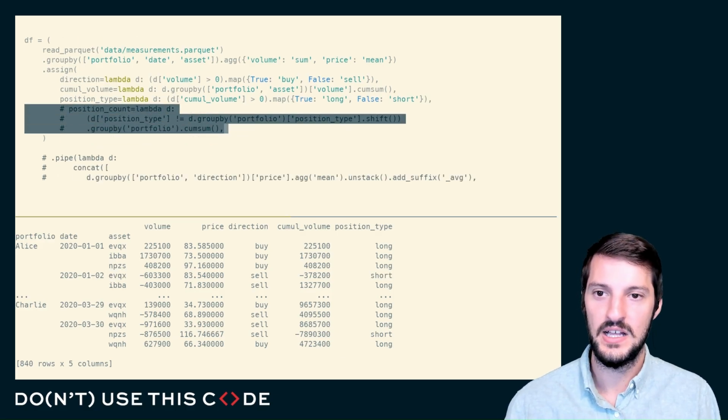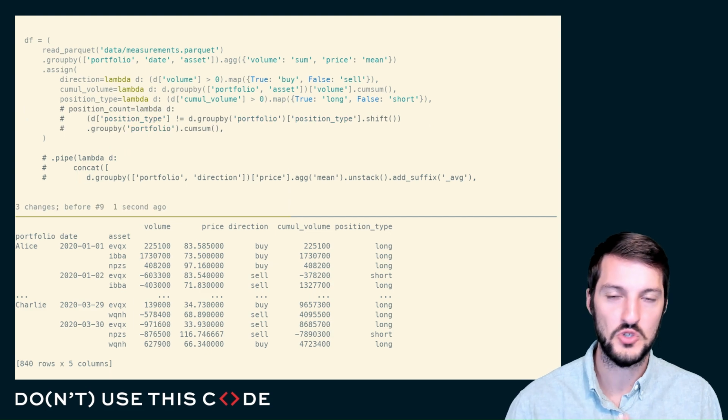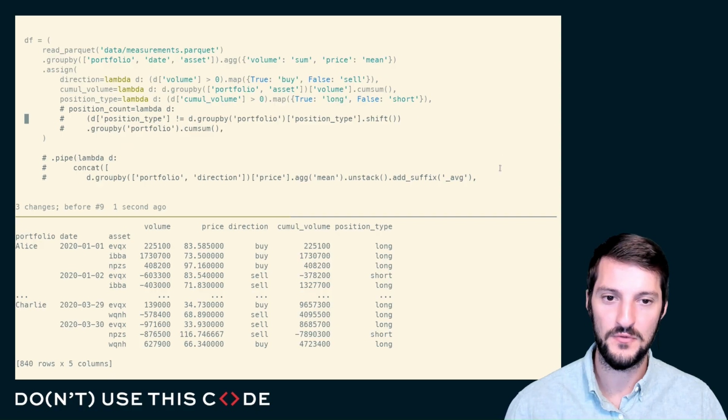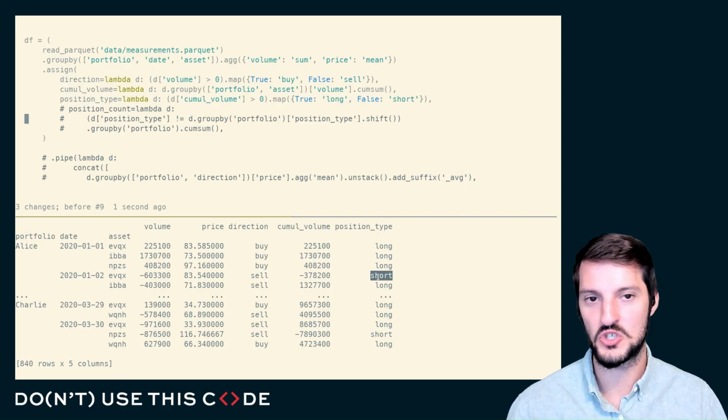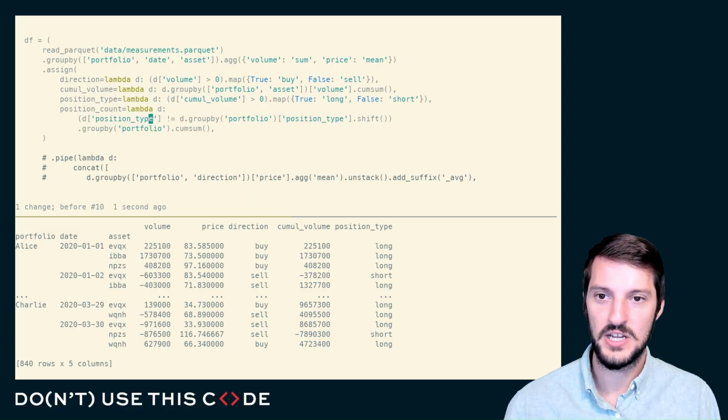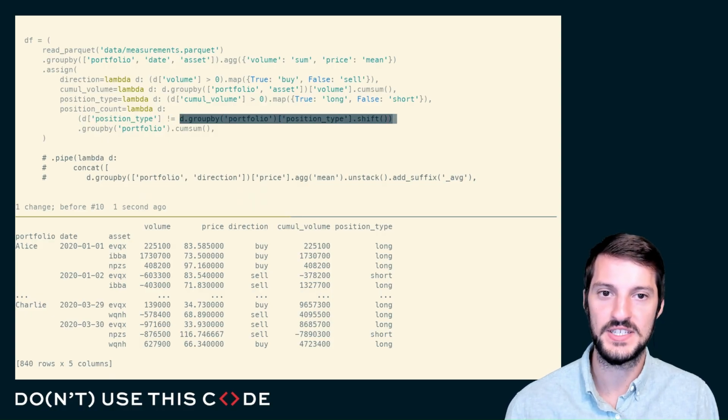The last thing that I'm going to want to do, and this is the whole trick of this analysis, is find the edges. I want to find when I transitioned from long to short, or from short to long. Well, we can do that just by looking at our data frame and comparing it with the shifted version of itself.